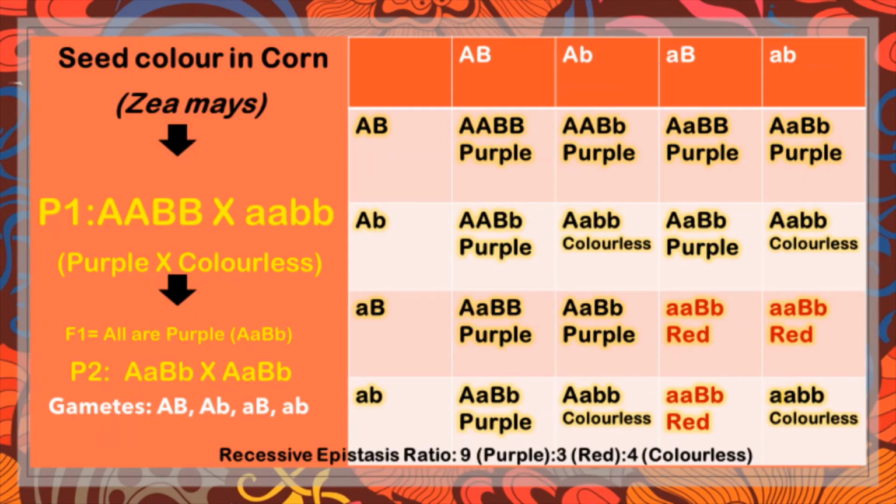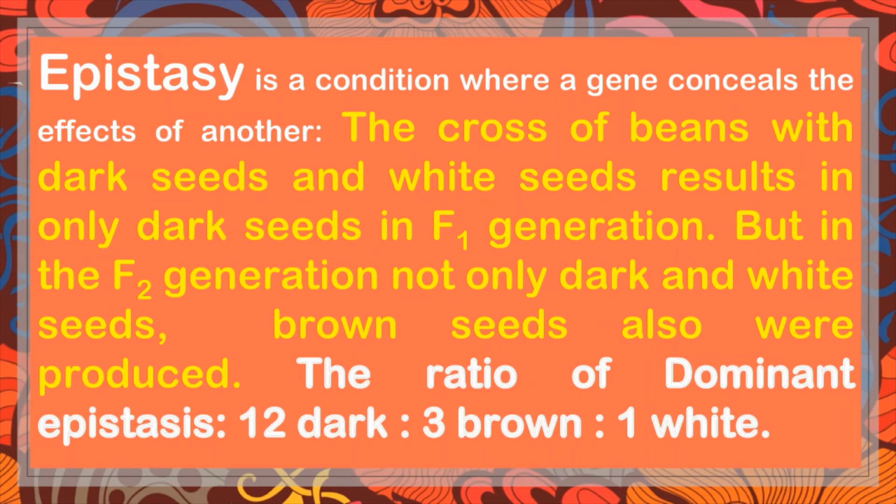Here also you get 3 different types of phenotypes. In recessive epistasis, you get the ratio of 9:3:4. In dominant epistasis, you get the ratio of 12:3:1.